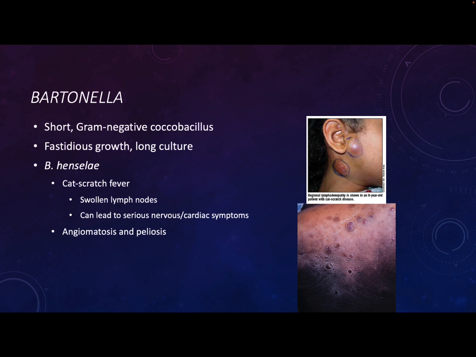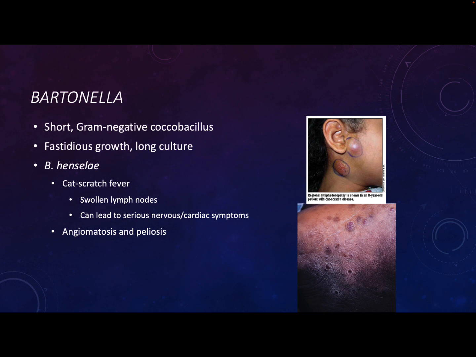These are short gram-negative rods, so they can have that coccobacillus morphology. They're not elongated like some of the other ones. They have pretty strict growth requirements, so they're not easy to grow, and they have a long culture time. We call it cat scratch fever because it is often associated with cats. They tend to carry it sometimes as a GI pathogen, but they get it on their feet, and if they scratch you, you can potentially get the infection.